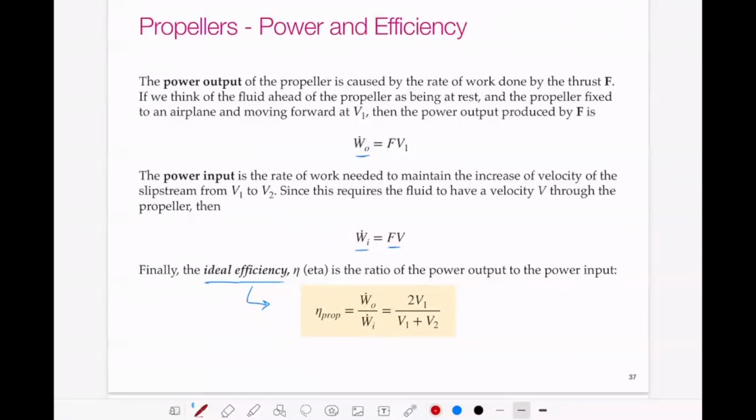And the power input is the rate of work needed to maintain that increase in velocity from V1 to V2. If it requires the fluid to have a velocity V through the propeller, then the input power is the force, or the thrust, times the velocity, which we can calculate from Froude's theorem as the average of V1 and V2. So if we substitute these in together, we get the ideal efficiency of a prop, defined as the work output divided by the work input, which is equal to 2 times velocity 1 divided by velocity 1 plus velocity 2.